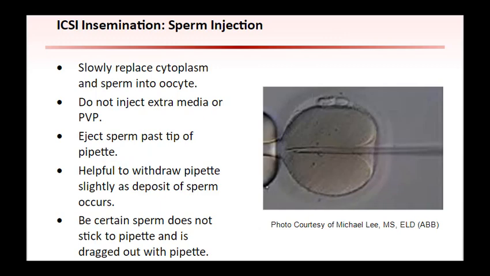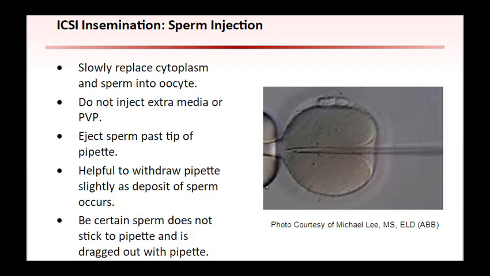After membrane break and cytoplasm aspiration, the injection pipette is located inside the oocyte. Eject the sperm slowly, avoiding the injection of unnecessary medium. The sperm should not stick to the tip of the pipette. This can be avoided by slightly withdrawing the pipette as the sperm and cytoplasm are being deposited back into the oocyte. Completely withdraw the ICSI pipette in a straight line.